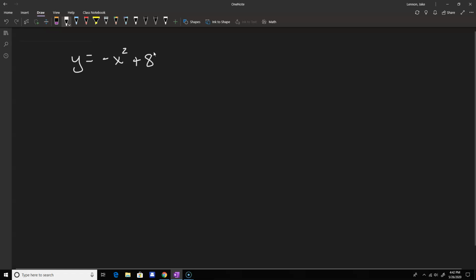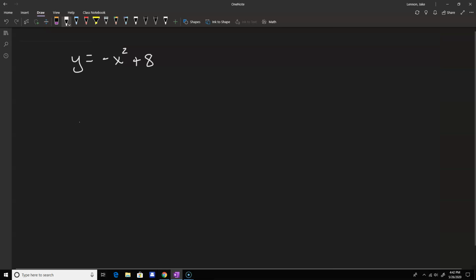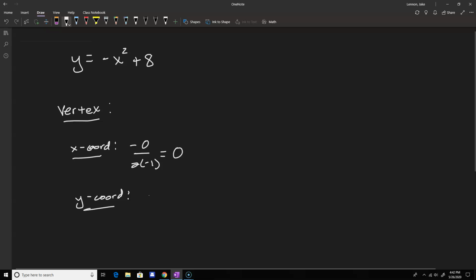If you have something that looks like y equals, basically it's minus x squared plus 8. I think they use t and k of t or something fancy, but we can just use y and x like usual. So my vertex, remember, has two coordinates. The x coordinate is going to be negative b over 2a. Well, b here is 0 because there's no x term, so it's going to be negative 0 over 2 times negative 1, but that's just 0, which makes the y coordinate, if you plug it in, 0 squared plus 8, which equals 8. So our vertex is the point (0, 8).